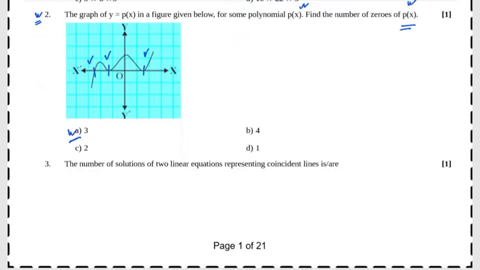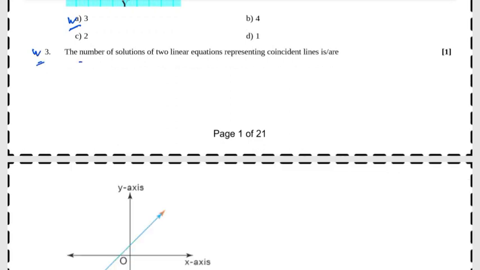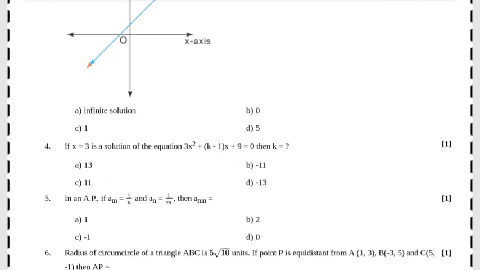Let's see the next question. This is the question number 3. Question number 3 asks us the number of solutions of a linear equation representing coincident lines. So the number of solutions will be infinitely many. Let's see the correct option. So the correct option of this question will be A, infinite solutions. Let's see the question number 4.